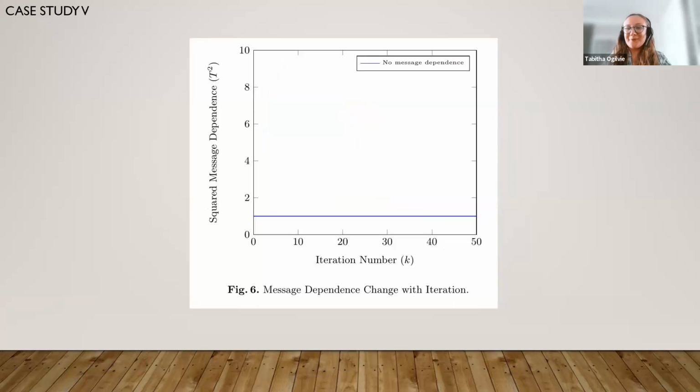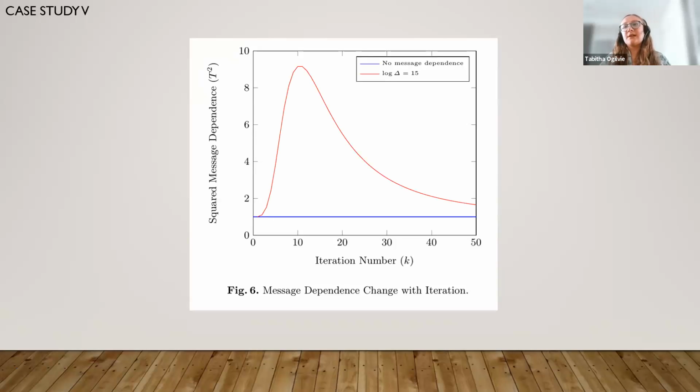But we know we're not in that world. We're in a world where we have message dependent variance. So let's have a look at how the message dependence changes with iteration. I've put in that blue line, which is 1, which is like no message dependence.